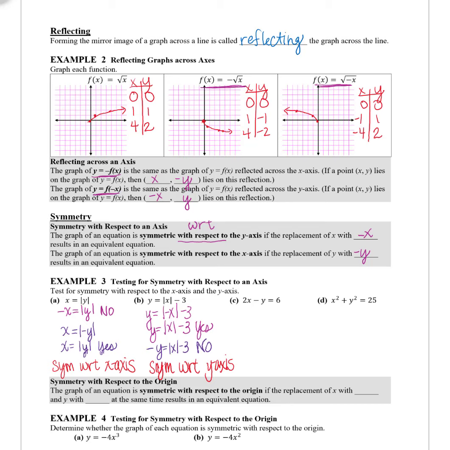The next one, let's replace x with negative x. And 2 times negative x is negative 2x. Is this equation that I just wrote equivalent to the original equation? No. So it is not symmetric with respect to the y-axis. Now let's check for the x. Replacing the y with negative y. Well, we have 2 negatives, so this is plus y. Is this equivalent to the original equation? No. So this is not symmetric with either the x or the y-axis, so I'll just put not symmetric.